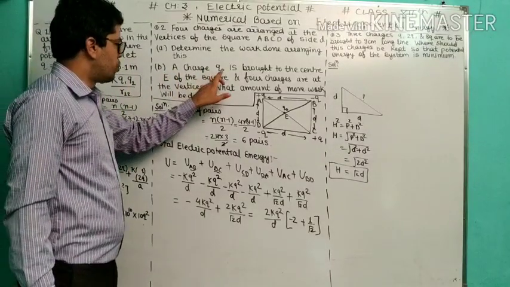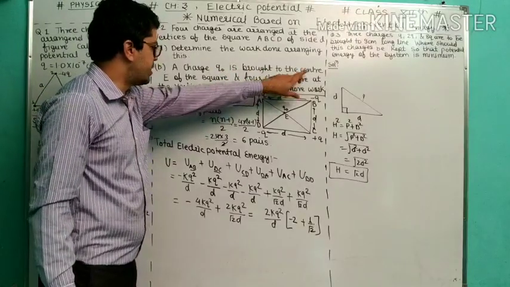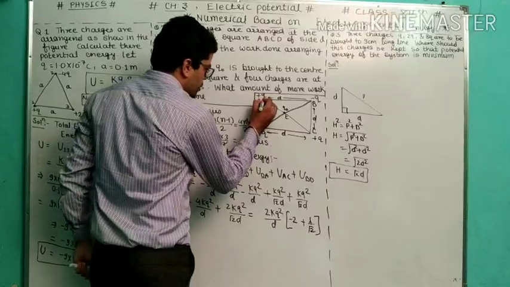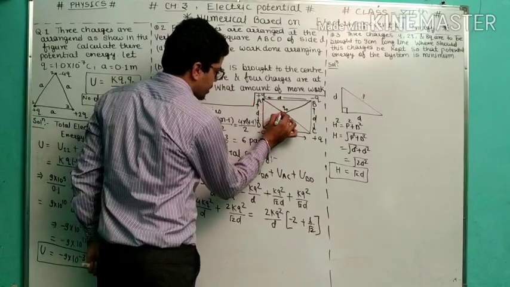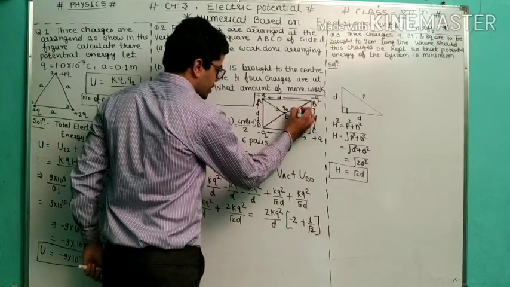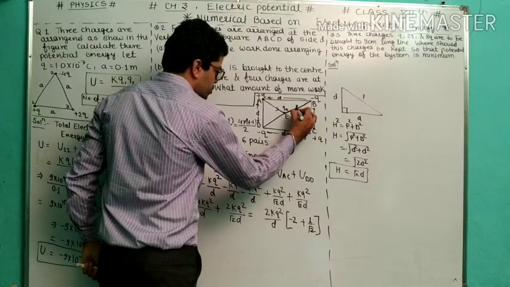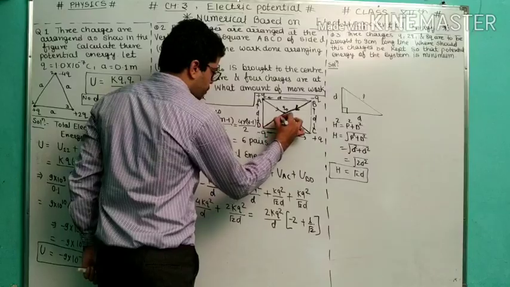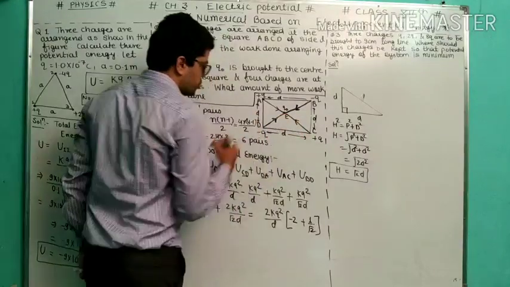A charge Q0 is brought to the center E. So what we have to do? This means the charge from A has to be brought to E. From B the charge will come towards E, and from C the charge will come towards E, and from minus Q the charge comes towards E.